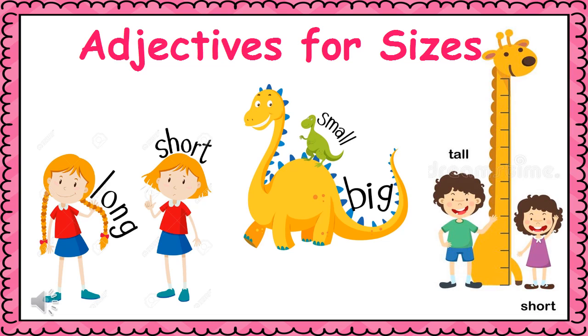If I say it is a small animal, what is the adjective here? Small. Small is describing the size of the animal. If I say it is a big animal, what's the adjective here? Big. Big is describing the size of the animal. If I say it is a tall giraffe, what is the adjective here? Tall. Tall is describing the giraffe.